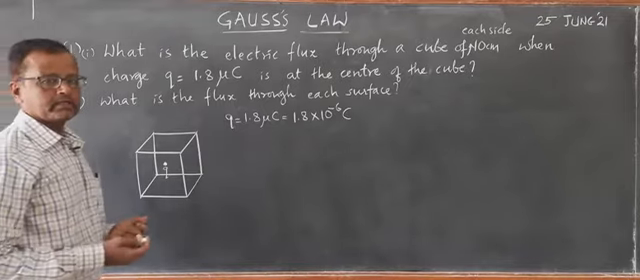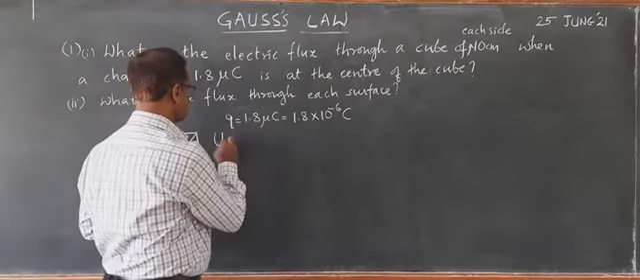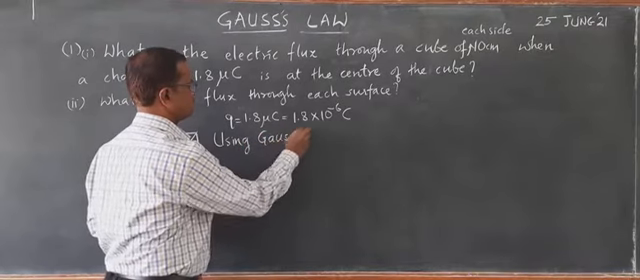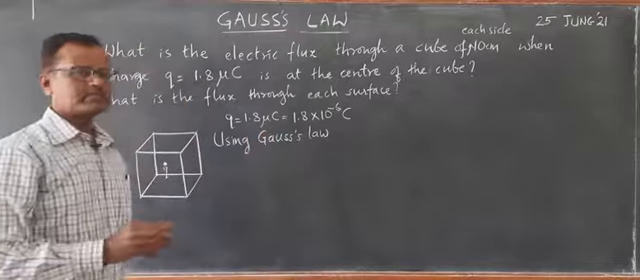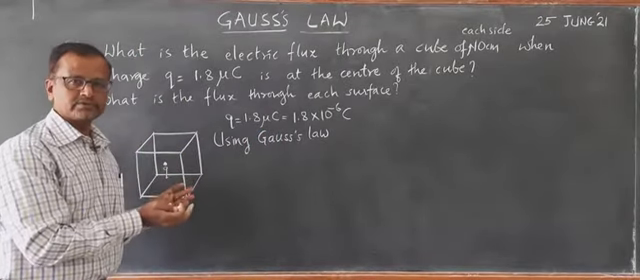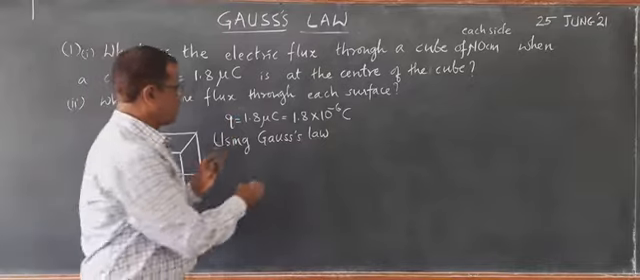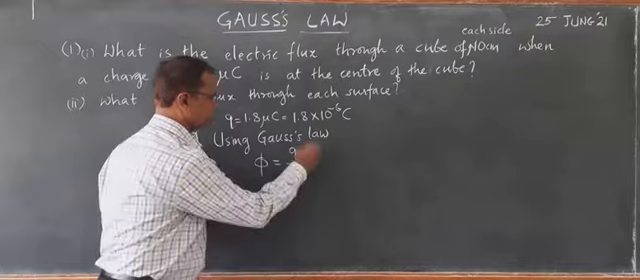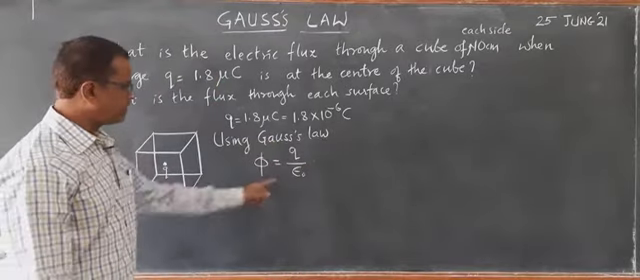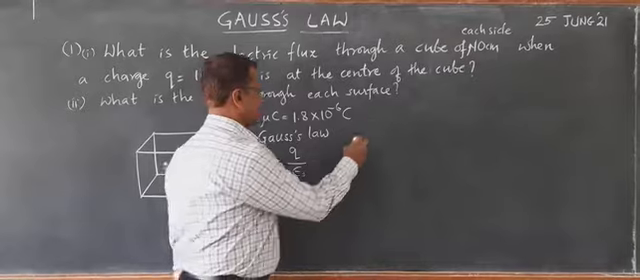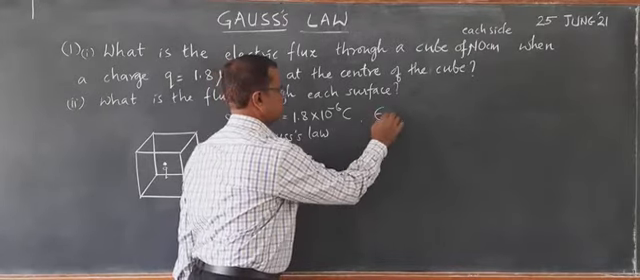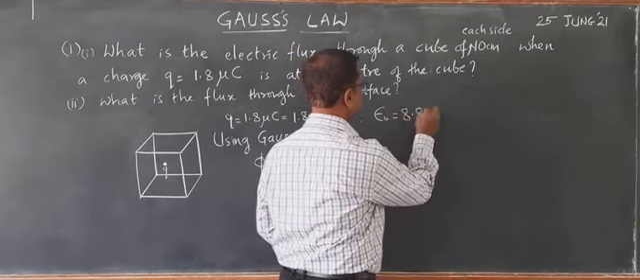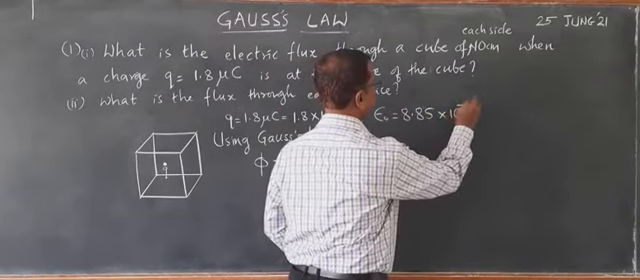So, we can apply Gauss law. Using Gauss law, the flux linking with any enclosed surface is equal to 1 by epsilon naught times the charge enclosed by it. The charge is given and we know the value of epsilon naught, which is equal to 8.85 into 10 to the power of minus 12.